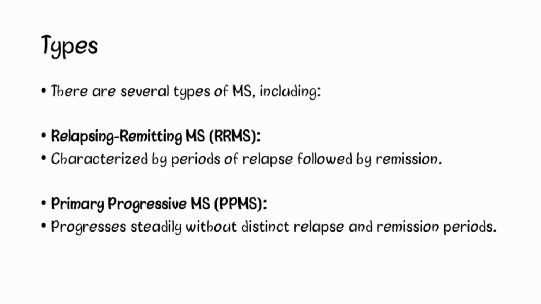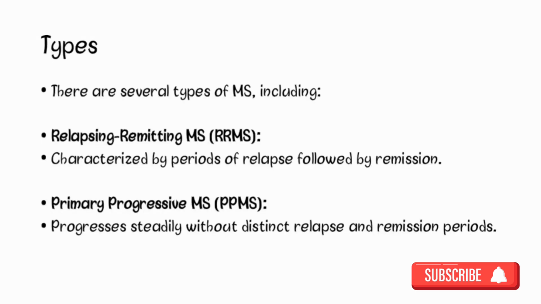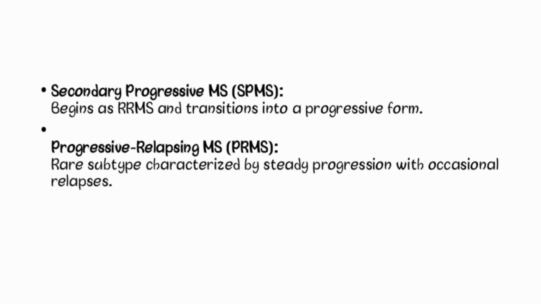First one is relapsing remitting MS, that is RRMS. It is characterized by periods of relapses followed by remissions. Primary progressive MS, that is PPMS, progresses steadily without distinct relapse and remission periods. Secondary progressive MS, that is SPMS, begins as RRMS and then there is a transition into a progressive form. Then the last one is progressive relapsing MS, that is PRMS. And this is a rare subtype characterized by steady progression with occasional relapses. Now let's discuss them one by one.